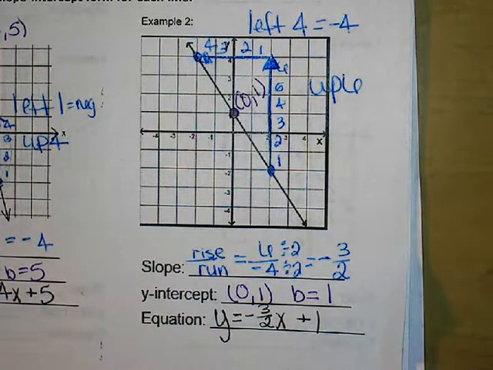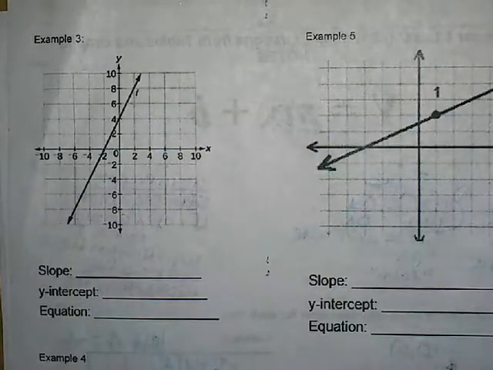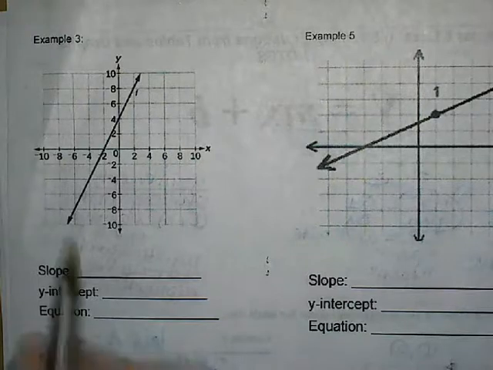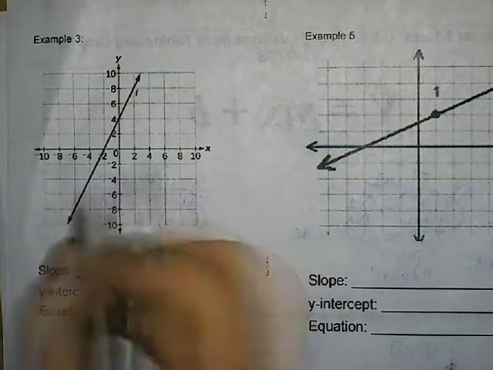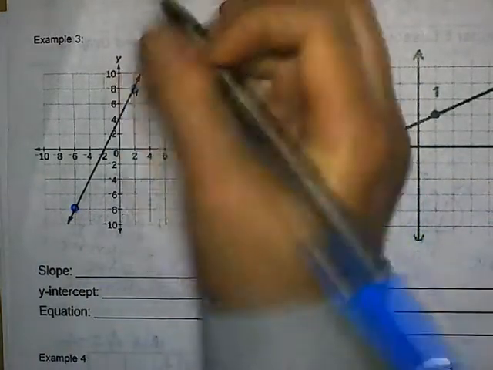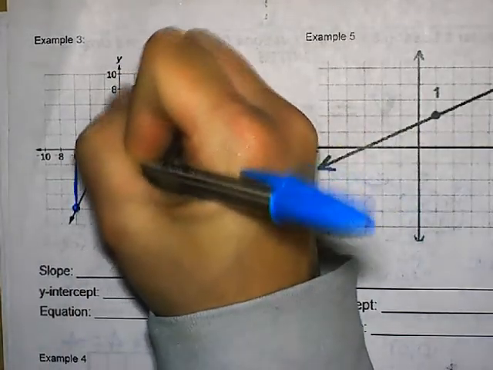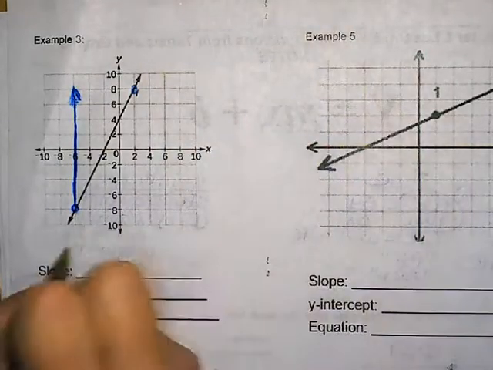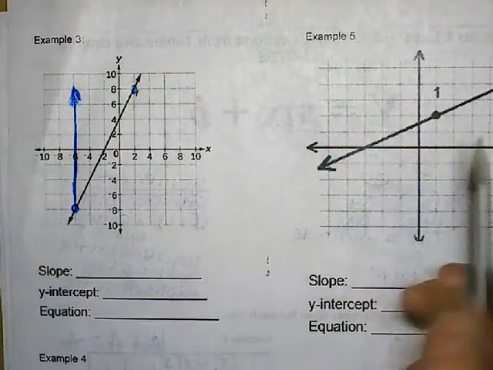Let's take a look at example number 3. Example number 3, I am going to determine my slope first. So again, I'm going to pick 2 points that cross at an intersection along my line. It doesn't matter which 2 points. Going to create my triangle. I know I'm going up. Oh, and look at this.